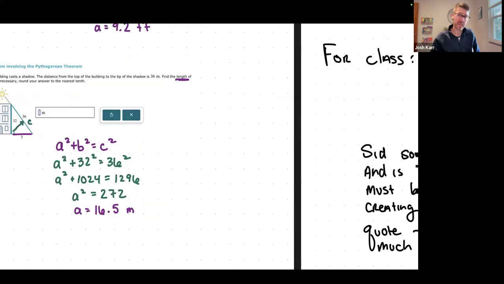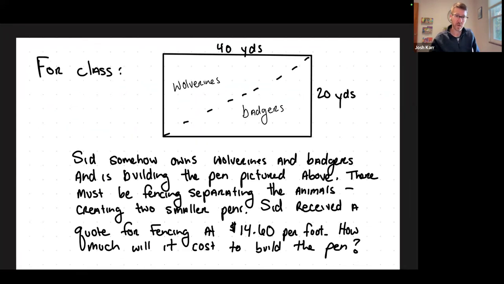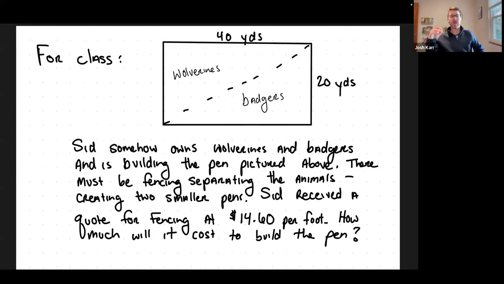Our problem when we get to class. So I got a doozy for you. It's a good one. So Sid somehow owns wolverines and badgers. I don't know if it's legal. But Sid is building a pen pictured above, okay? There must be fencing separating the animals. Otherwise, wolverines and badgers will not get along. So that dotted line, make sure that there's fencing there. It creates two smaller triangular pens. So Sid received a quote for fencing at $14.60 per foot. How much will it cost for Sid to build this pen?